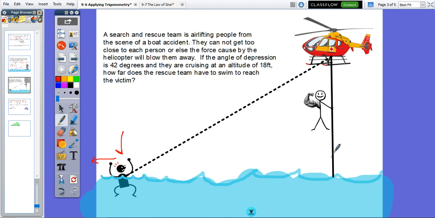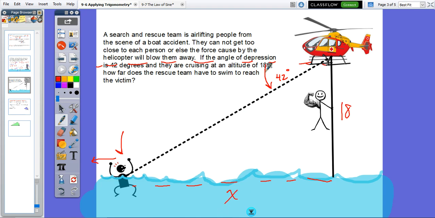Now, they are cruising at an altitude of 18 feet, and they're at an angle of depression of 42 degrees from the person right there. The question is, how far will this person have to swim to get to the rescuer, to get to our person that's in the water? So we're looking for this side.